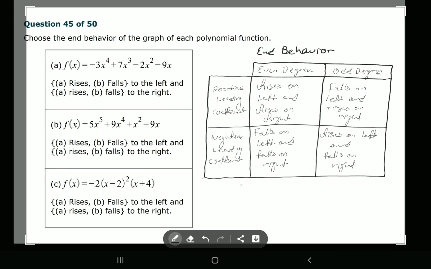So for A, the leading term is going to be negative 3x to the fourth. So that means we have a negative leading coefficient because the coefficient is negative 3. The degree is going to be even. Because my degree is even and I have a negative leading coefficient, the end behavior will fall to the left, so I'm choosing B, and it will fall on the right, so I'm selecting option B for both. Falls to the left and falls to the right.